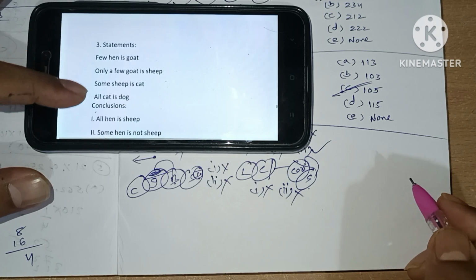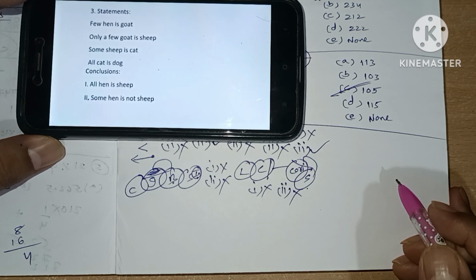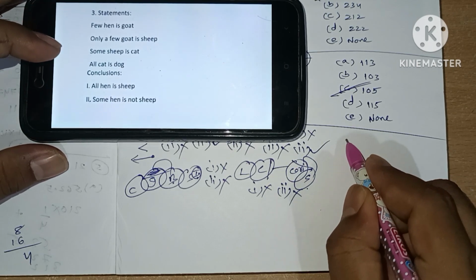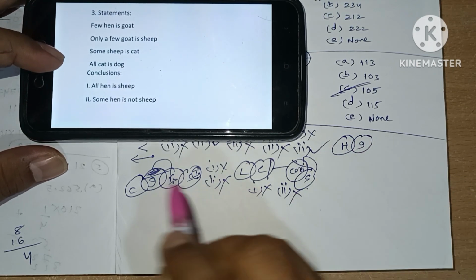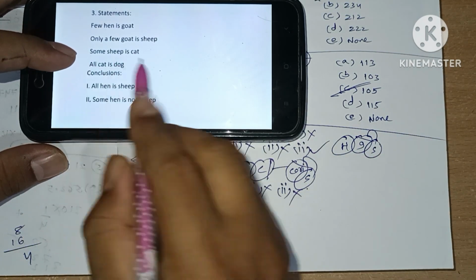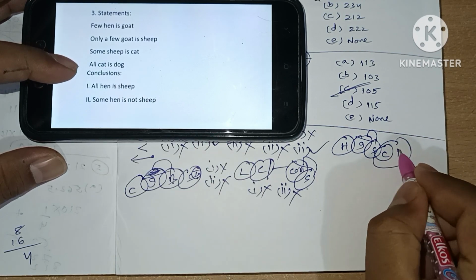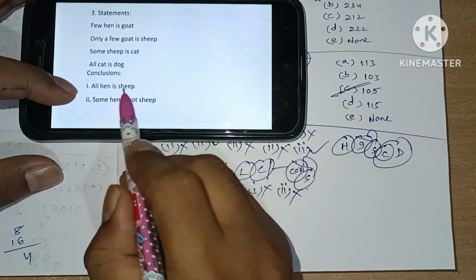Next, third question. Few hen is goat. Few hen is goat means some hen is a goat. Only a few goat is sheep. Some sheep is a cat. All cat is dog. Conclusions: all hen is a sheep.